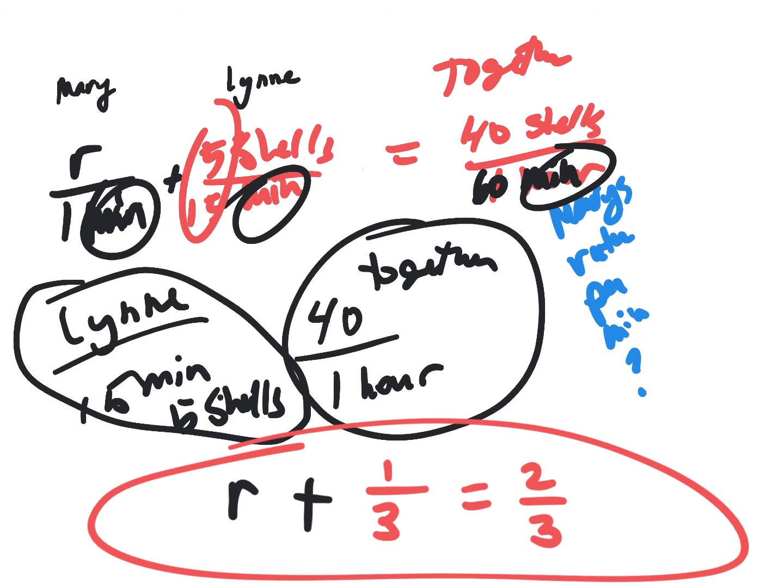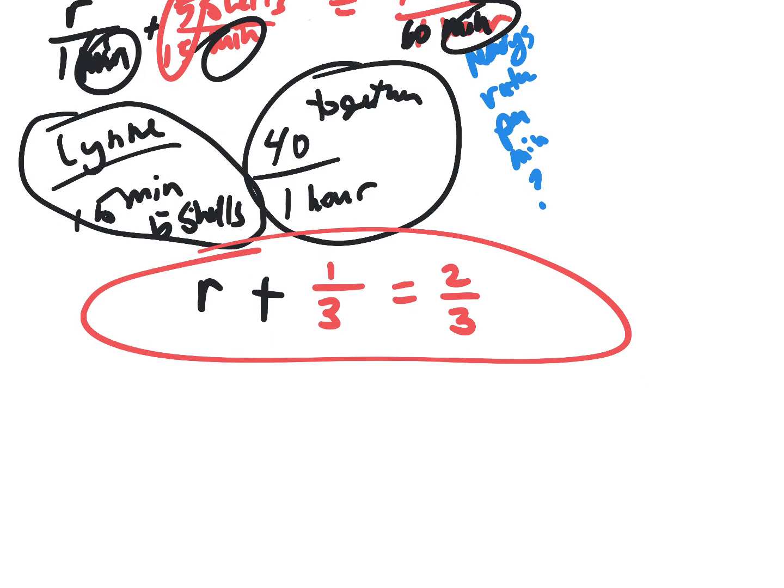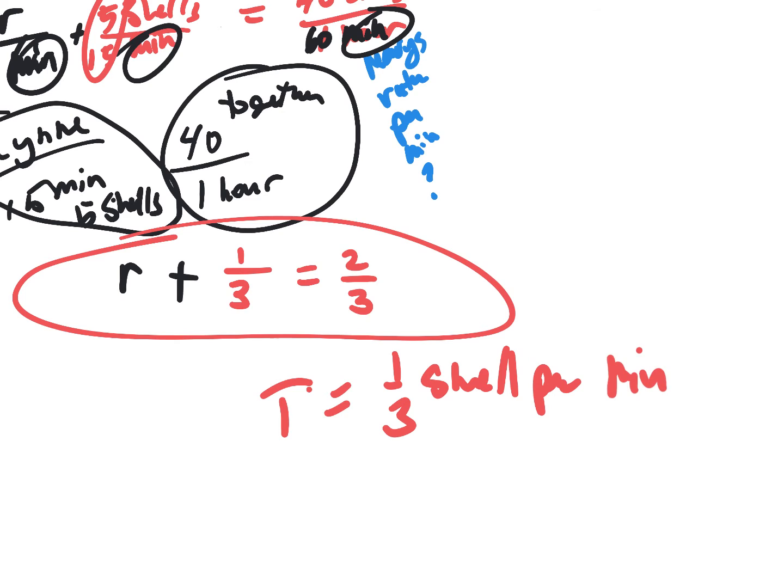So like in this case, I'm going to just finish it here. R equals, subtracting 1/3 from both sides, 1/3 of a what? Of a shell per minute. So that obviously means in about 3 minutes she gets a shell.